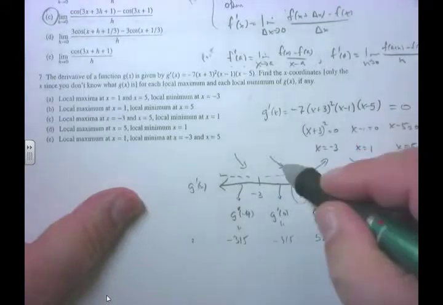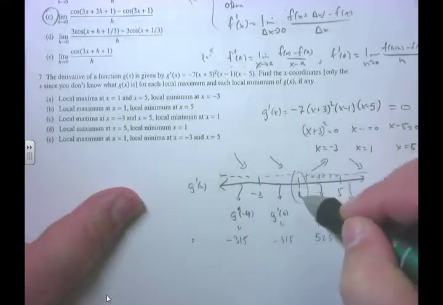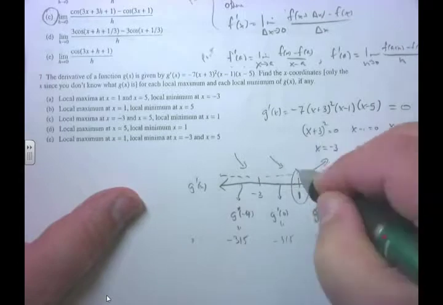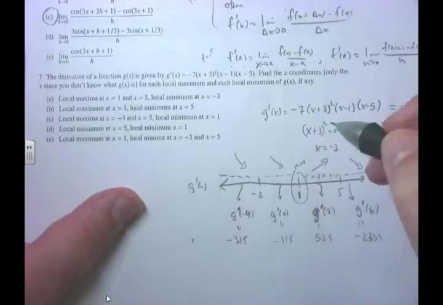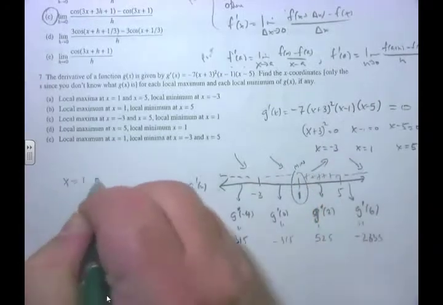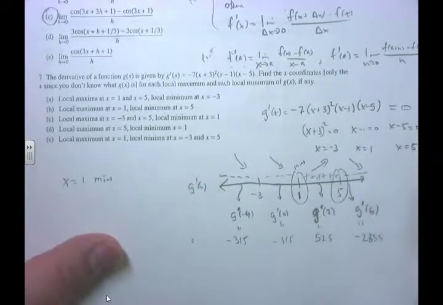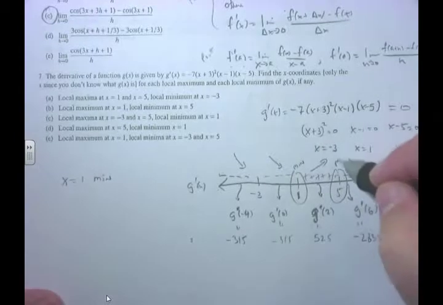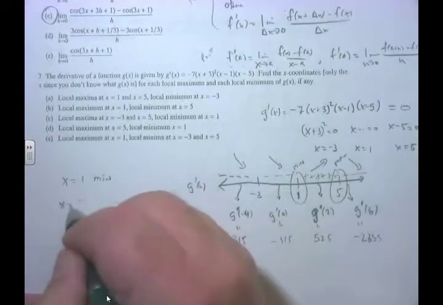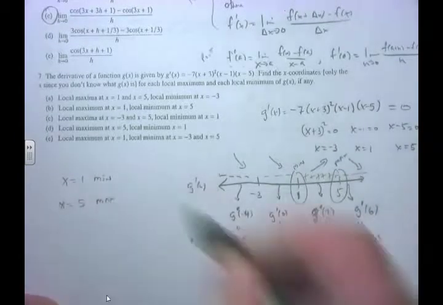What's happening at positive 1? Because I go down and go back up, it is a minimum. So at x equals 1, we got a minimum. Now I'm going up and coming back down. What does that make my critical number 5? Maximum. So x equals 5 is a maximum.